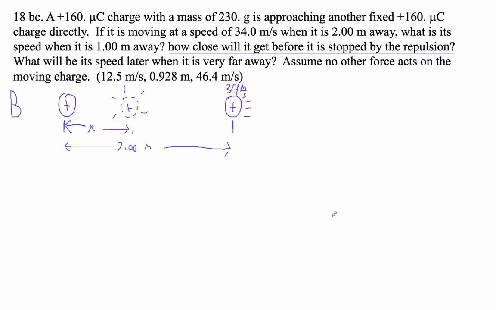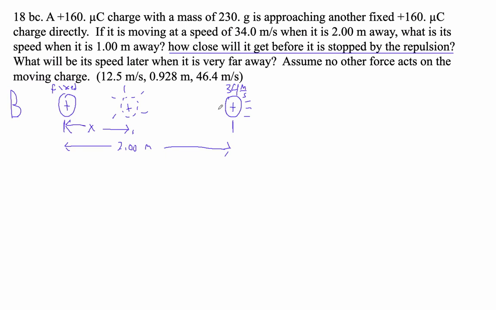Okay, a 160 microcoulomb charge with a mass of 0.23 kilograms is approaching another one. So this one's fixed, it can't move, right? This one's flying directly at it. When it's 2 meters away, it's going 34 meters per second. Presumably, it's going to stop before it reaches this thing, right?